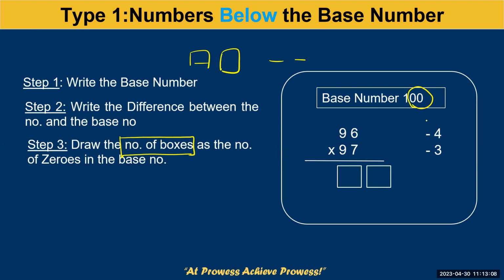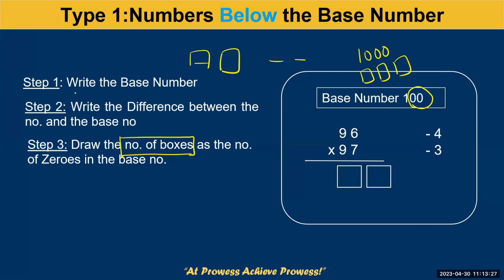Because the number of zeros in my base is again 2. That is 100. You're having 2 zeros. So I've drawn 2 boxes. If the base number would have been 1000, then how many boxes would I have drawn? 3. Now, what is the purpose of drawing the box? You will come to know later. Okay. So I hope the first 3 steps are clear to everyone.